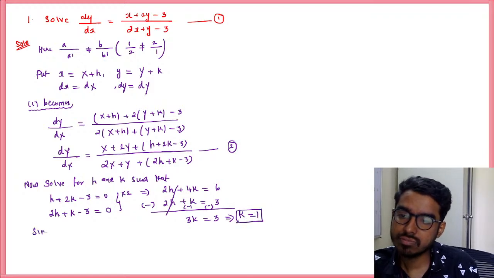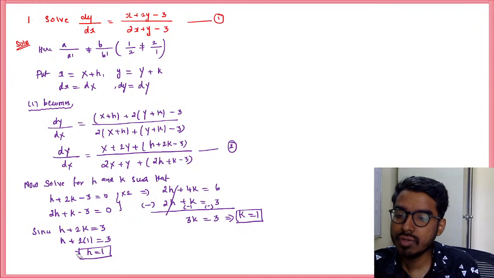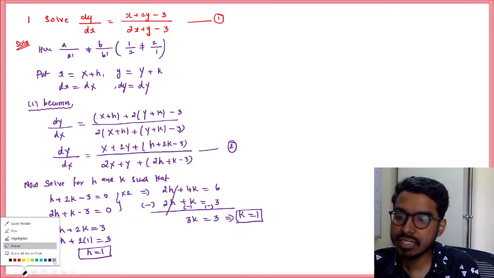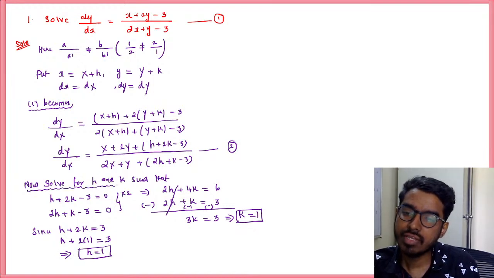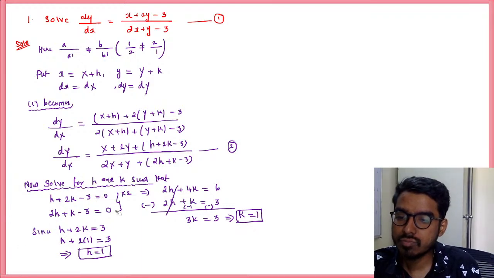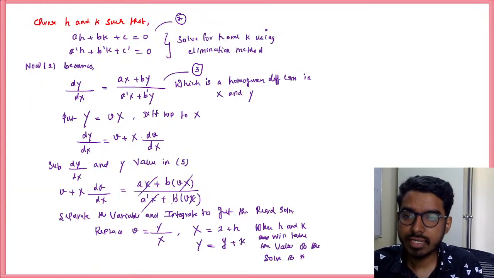Since h plus 2k is equal to 3, we will have h plus 2 into 1 is equal to 3. This implies h is equal to 1. That's it. So we have found the values of h and k. These are very simple parts. You just have to solve for h and k. I'm just multiplying this equation by 2 and solving this equation, that's it. So we have completed these steps.